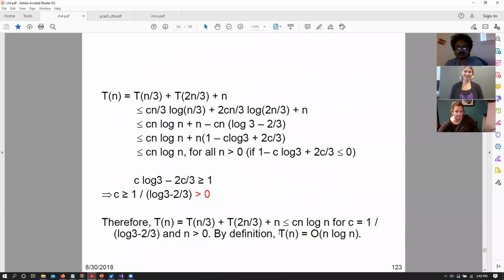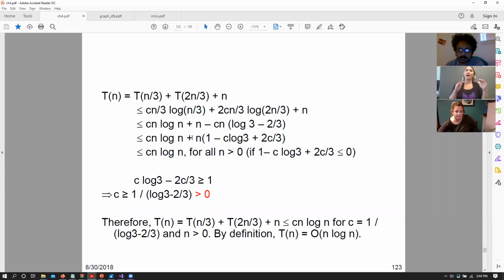Okay. And so we can now replace our T(n/3) and T(2n/3) with our assumed functions. So we have C(n/3) log(n/3) plus 2C(n/3) log(2n/3) plus this particular n. And then we come to this equation here. I'm going to come back to how we simplify it, but from this equation we come to this one: Cn log n plus n times (1 minus C log 3 plus 2C/3).